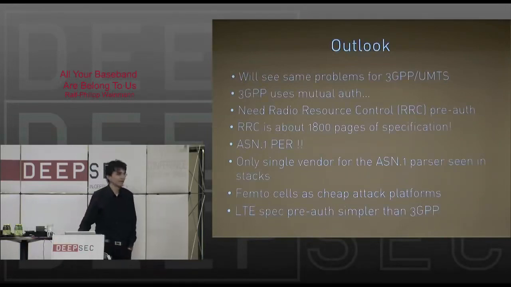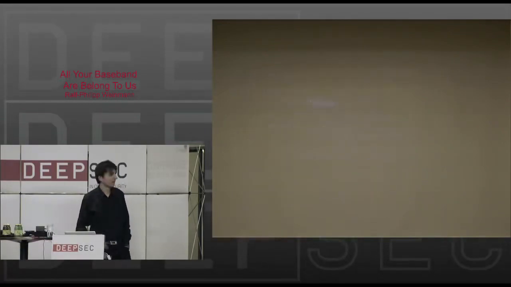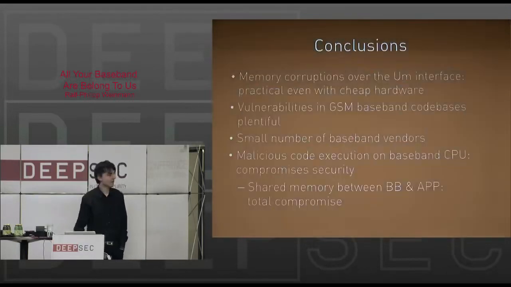And I think within the next 1 or 2 years, we'll see femtocells as very cheap attack platforms. Thankfully, the LTE specification, the part that is used pre-authentication, is simpler than 3GPP, so there may still be hope there. But for now, we have to live with 3GPP. This attack platform costs 40 to 60 pounds on eBay Great Britain, and there's still a significant amount of work to repurpose it, but I think it's possible. And with this, I'd like to finish.